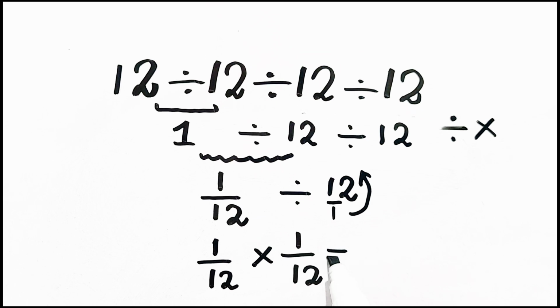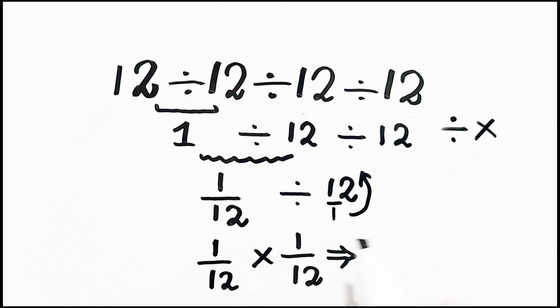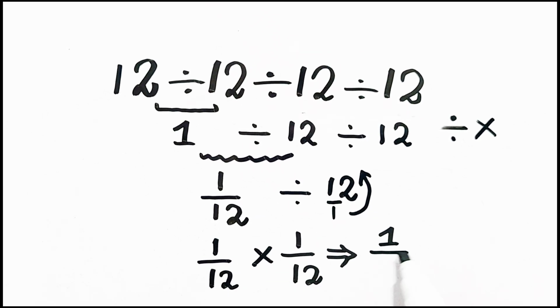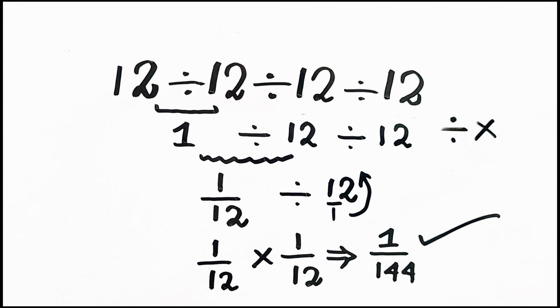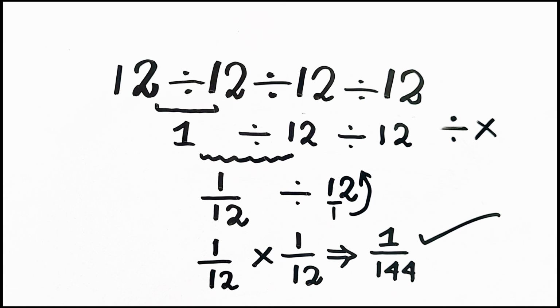Now what will be the answer? 1 times 1 gives us 1. 12 times 12 gives us 144. And that will be the correct and exact answer for this PEMDAS based question.